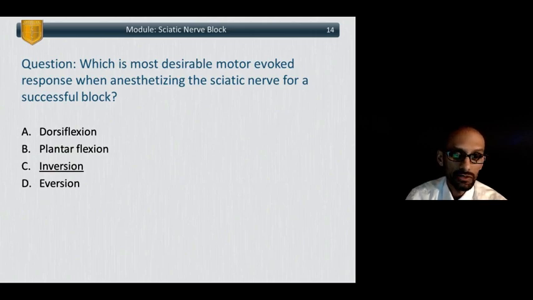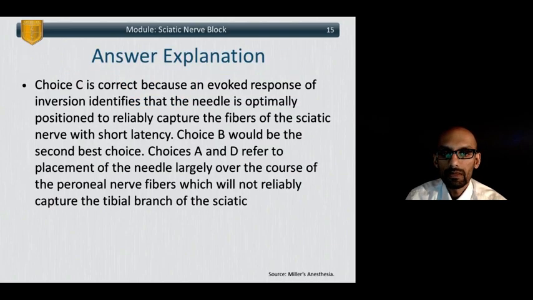If you get eversion or dorsiflexion, you're way too lateral and tracking along the common peroneal nerve or common fibular nerve. It's going to take a long time to capture the fibers that contribute to the tibial nerve. You may not get it all altogether.